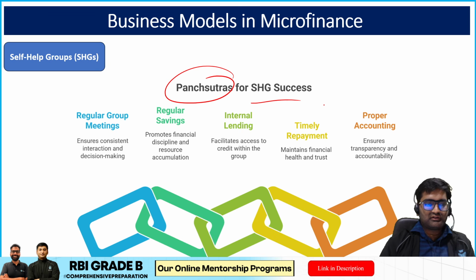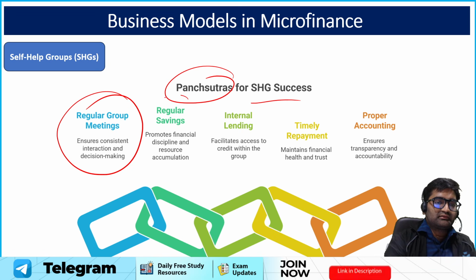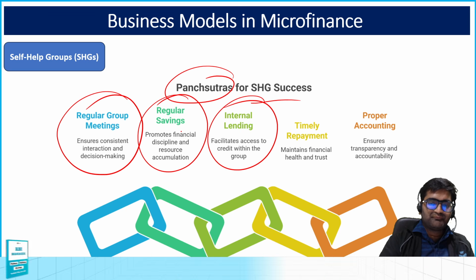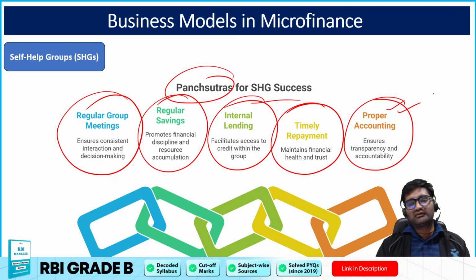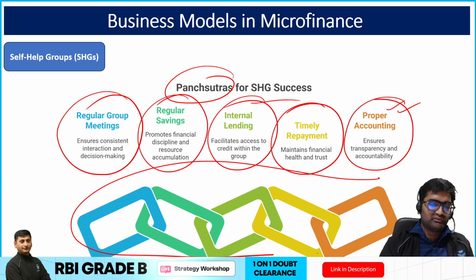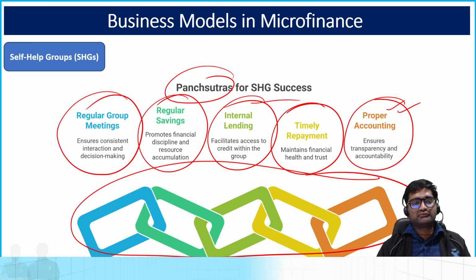The structure we have already discussed. If this kind of group has regular meetings, regular savings, internal lending happening within the group itself, timely repayment, and proper accounting of all the transactions being done, then that will be a very strong self-help group. Okay, so that is the Panchasutra of SHG success that we have discussed over here.